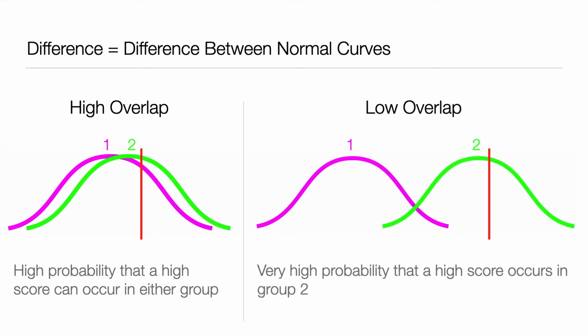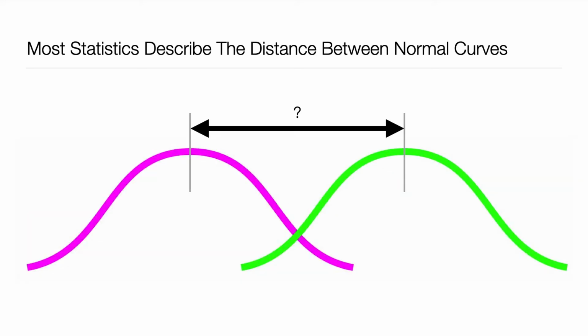But we take this other one where we've got 2 groups, but they have a very low overlap. If you score that red line, it's almost certain that you are in the green group. It's very hard for you to be in the pink group and score that high. So, the higher the overlap, the lower the chance of groups being different. And most statistics are all about, are groups different?